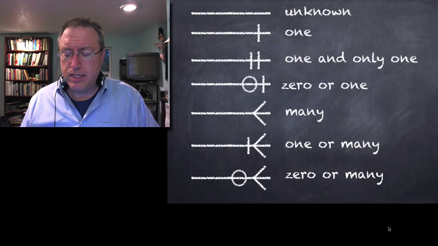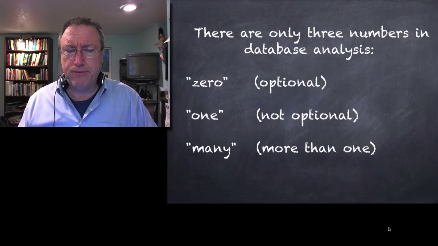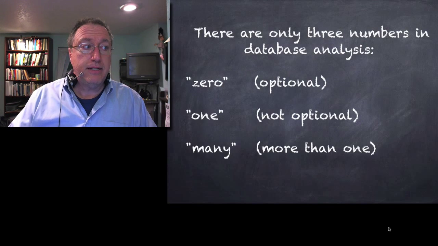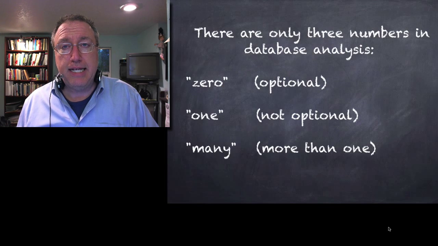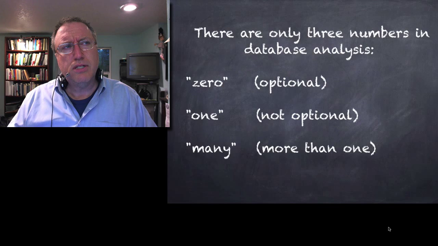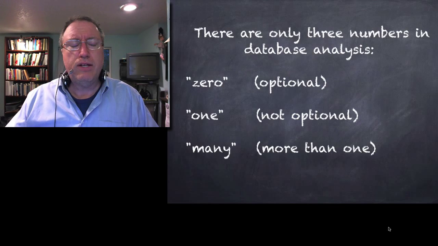Now you may notice at this point that we only have 3 numbers in database analysis. We're kind of simple that way. We have 0, which means that it's optional. I don't need to have this entity in my relationship. Of course, if your relationship is only 0, then you don't even bother modeling it.